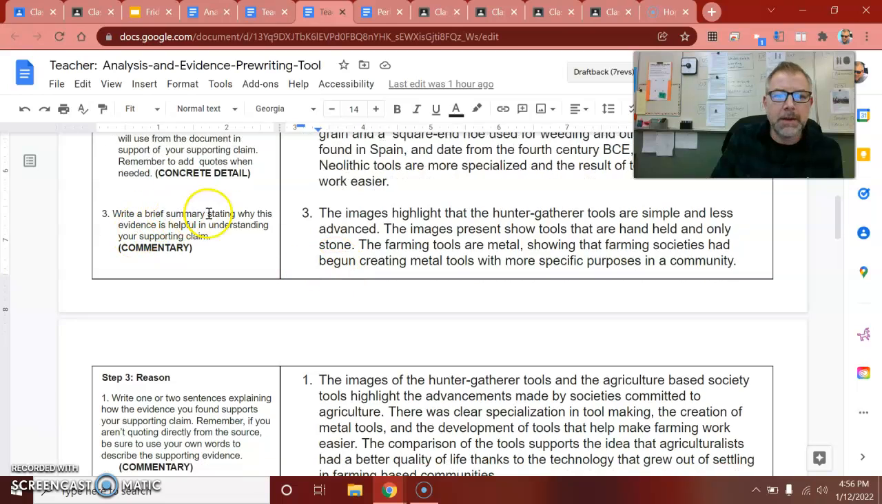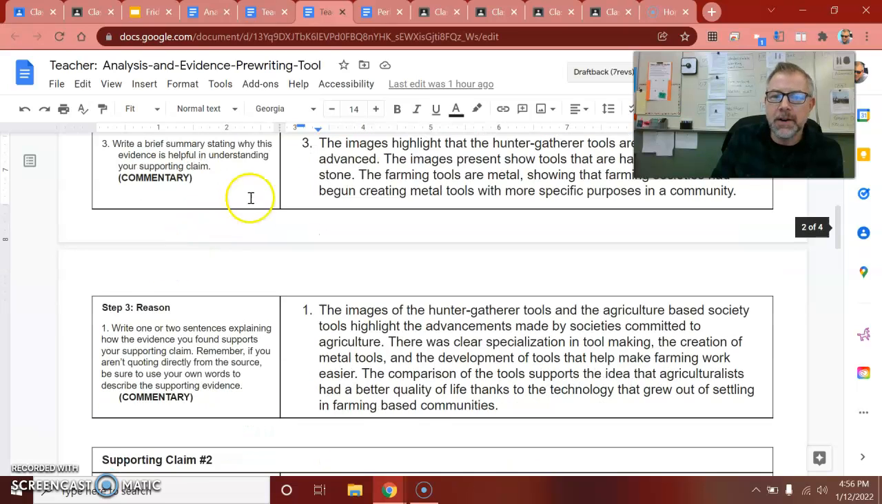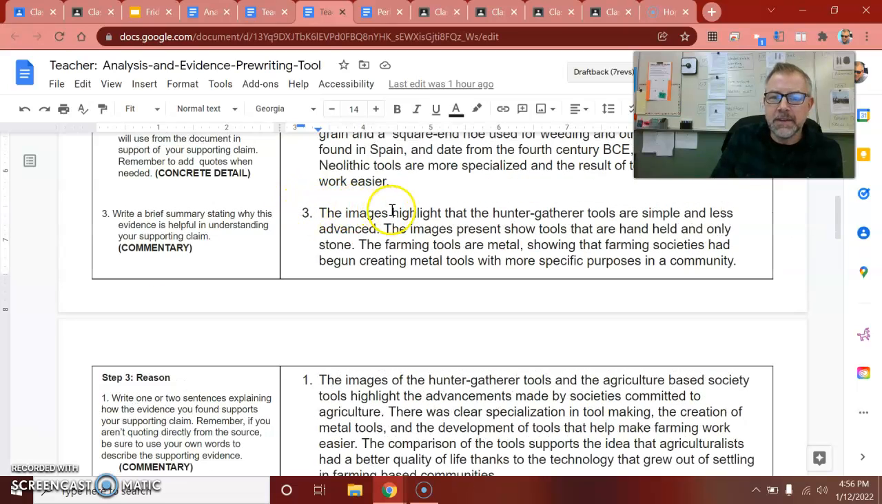And then I can write a brief summary. Why is this helpful in understanding my supporting claim? Now I'm getting into things like commentary. I could say things like, these images highlight the hunter-gatherer tools.